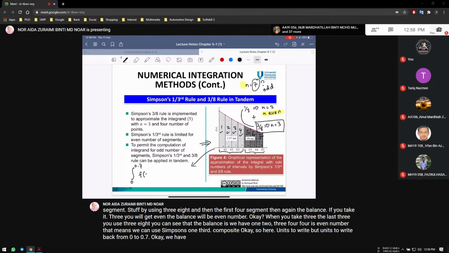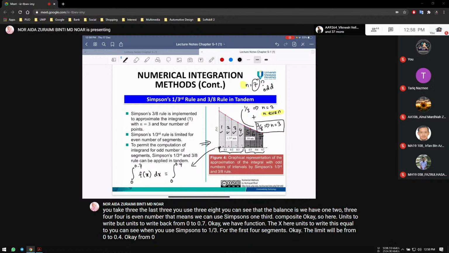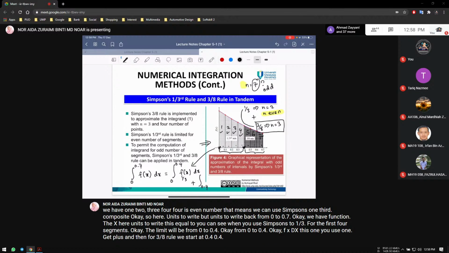So here you need to write the integral from 0 to 0.7 of the function dx. Okay, when you use Simpson's 1/3 for the first 4 segments, the limit will be from 0 to 0.4, f(x) dx. This one you use the 1/3 rule. Plus, for the 3-8 rule, we start at 0.4 to 0.7, f(x) dx. This one we solve by using the 3-8 rule.